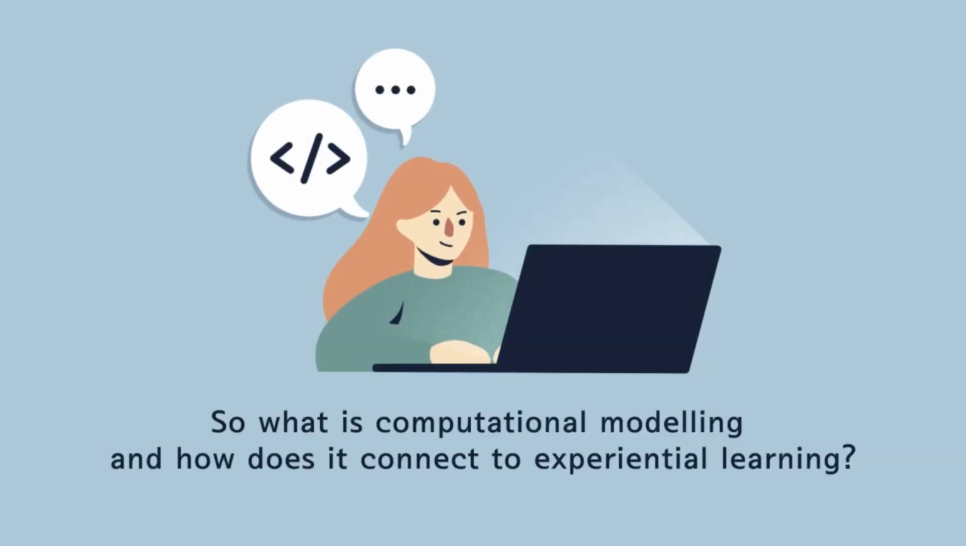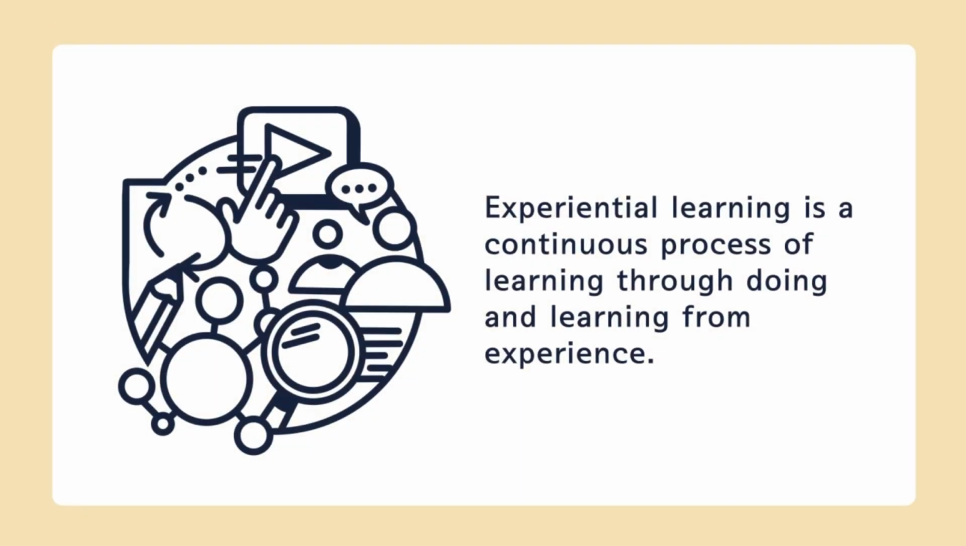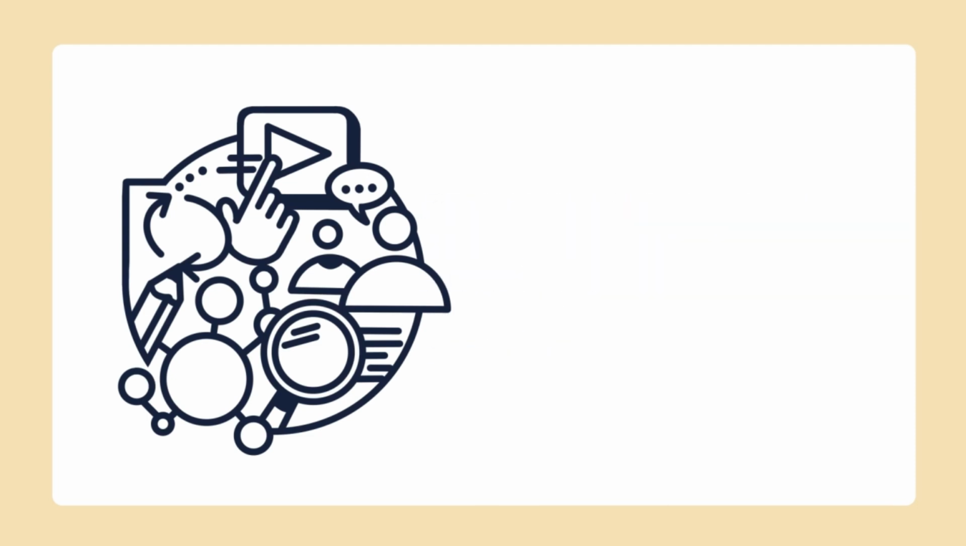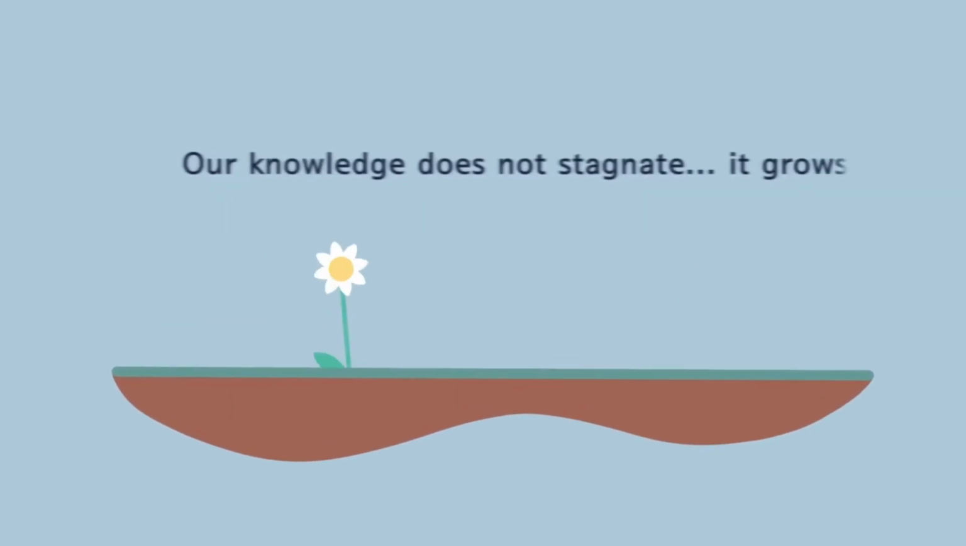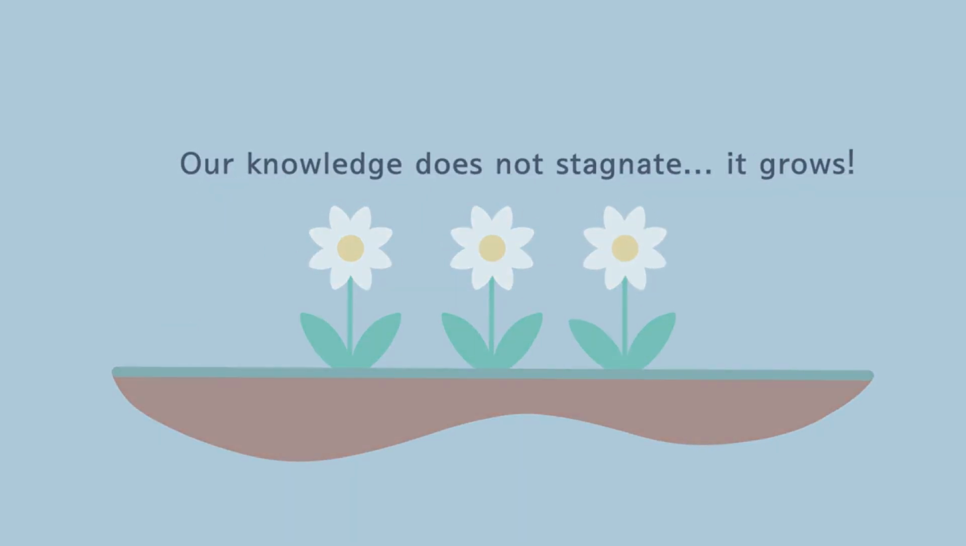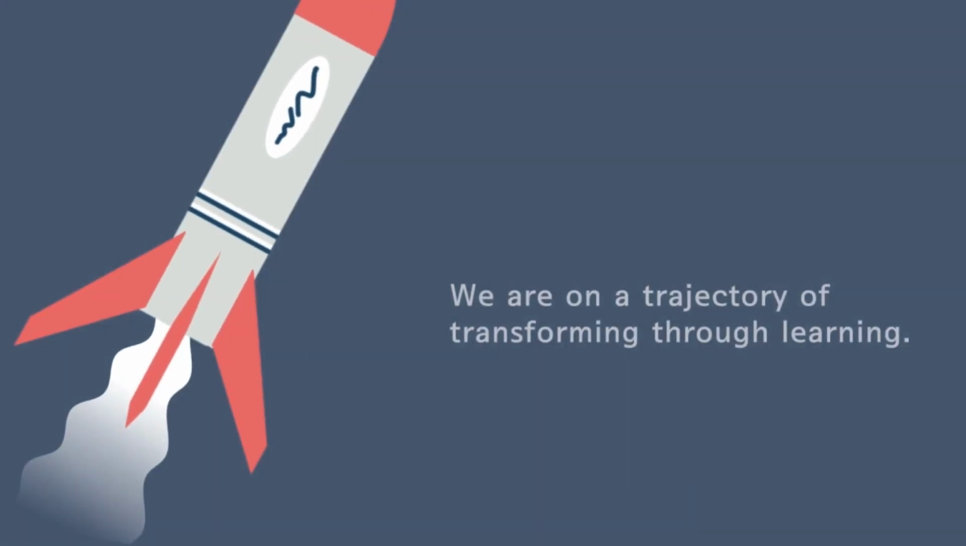So what is computational modeling, and how does it connect to experiential learning? In our previous video on experiential learning, we learned that experiential learning is a continuous process of learning through doing and learning from experience. Essentially, experiential learning tells us that our knowledge does not stagnate, it grows. We are on a trajectory of transforming through learning.